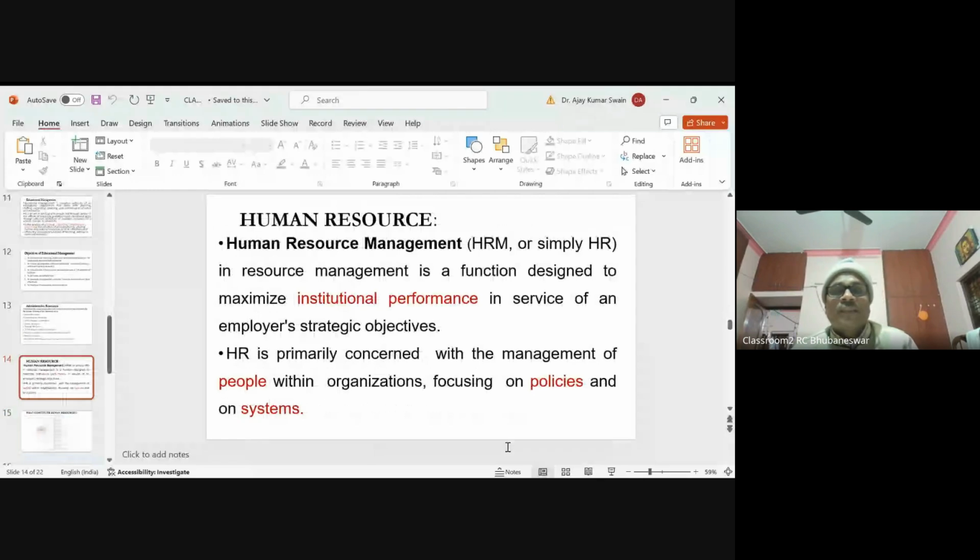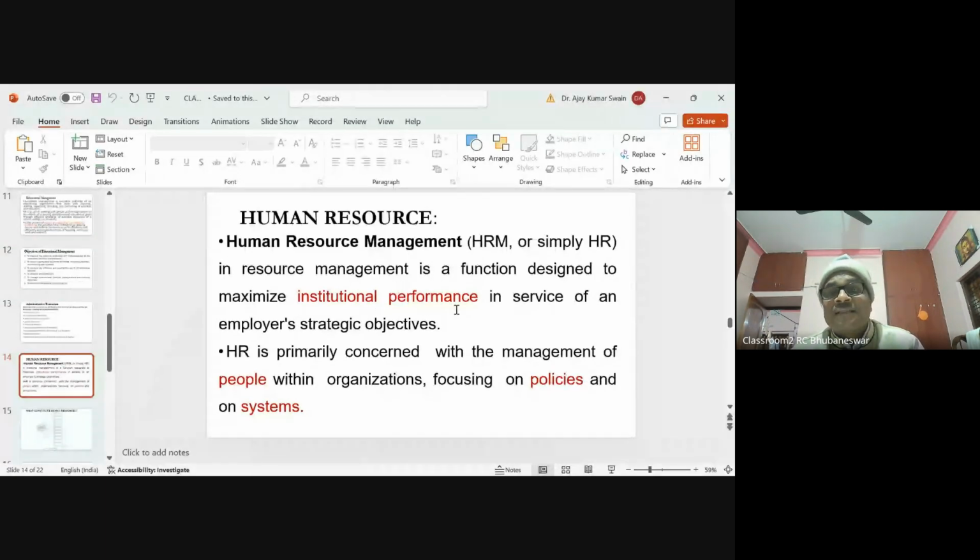Human resource. Under human resource management, institutional performance can be improved through employers' strategic objectives. Employer and employee: employees are also human resources. If both work together and think together, then automatically intuition will grow. Human resource is primarily concerned with the management of people within organizations, and focus is given on policies and different types of systems and activities of the organization. This is human resource management.